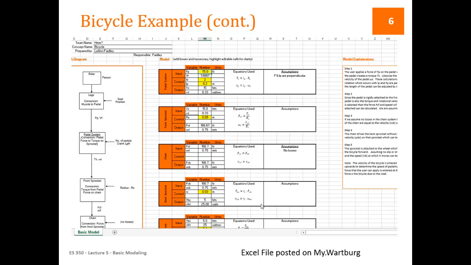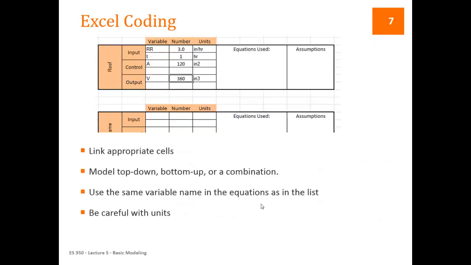And then over on the right-hand side, model explanation. This is the text that explains what's happening at each step. Use that as if you were sitting there in front with me or with your group member explaining how your model works. Okay, so that's where that would go. Once again, take a look at this file. It's on my Wartburg, and use that as a model for how you're doing your own basic model.